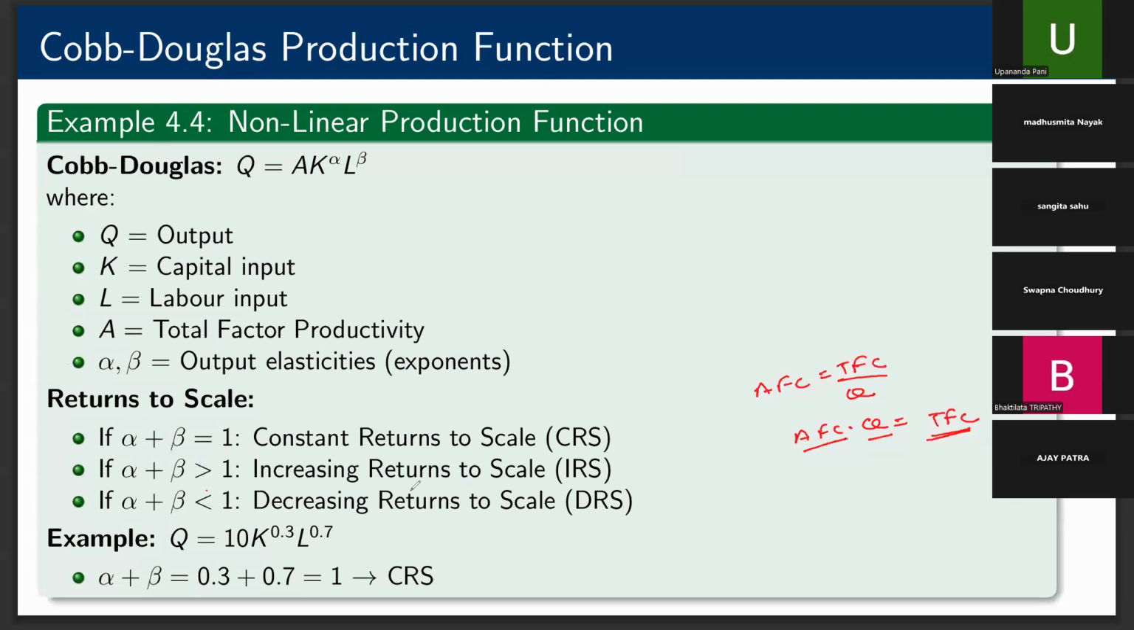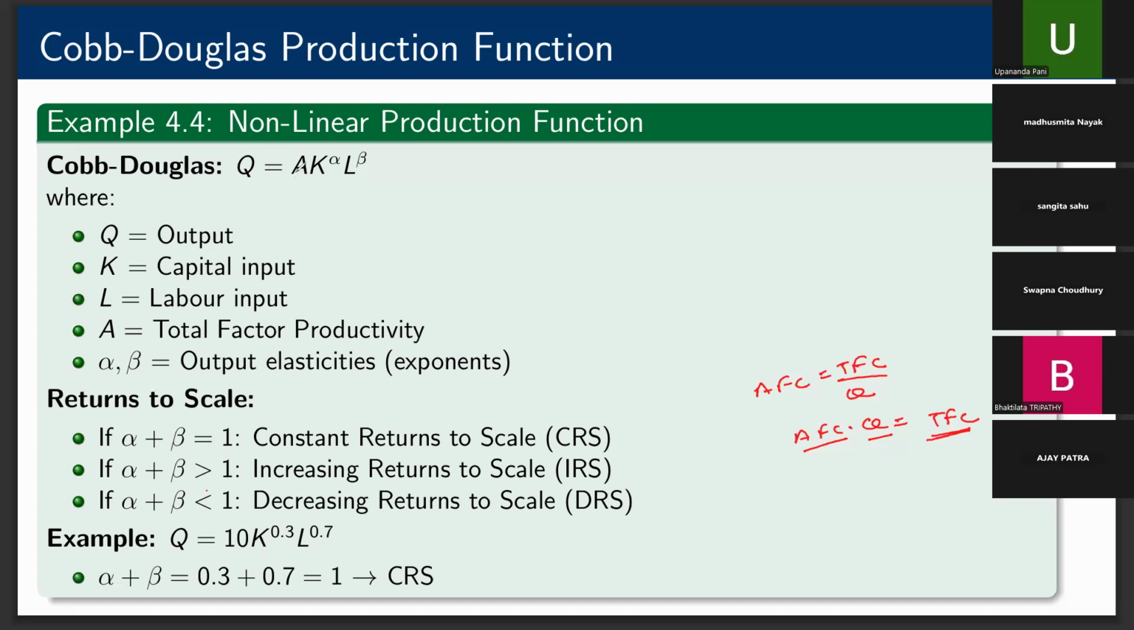And the important non-linear function that we use in production is known as the Cobb-Douglas production function. Why? Because what is the highest power here? Here the highest power is not alpha nor beta. The highest power equals alpha plus beta. Here Q is my dependent variable, and capital and labour are independent variables. It is an example where we have many independent variables, right?